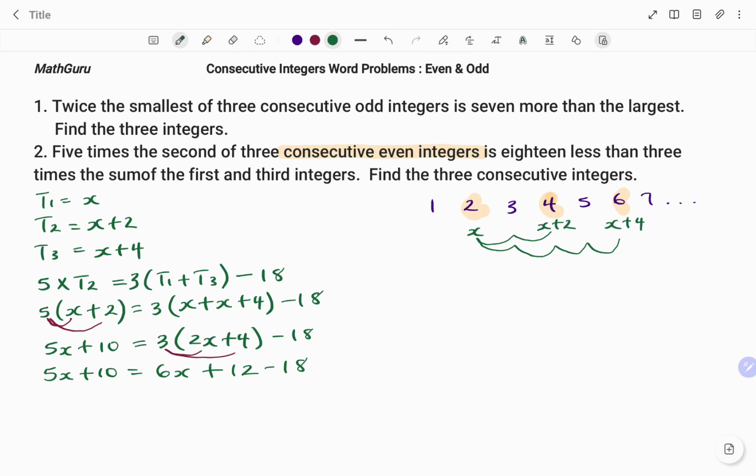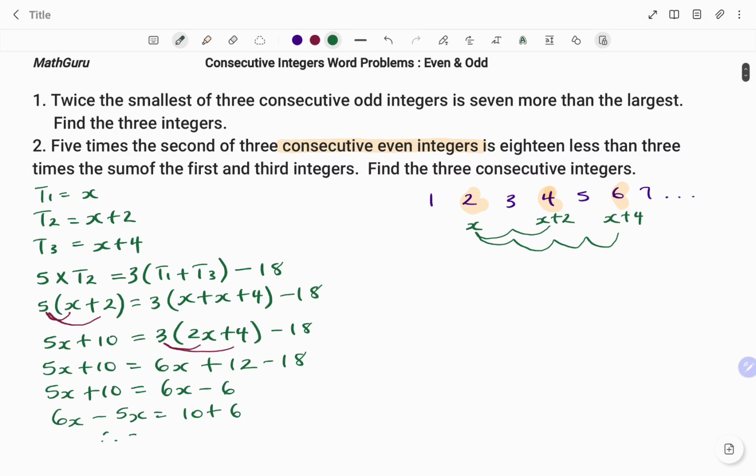If I solve for x, I have 5x plus 10 equals 6x minus 6. If I move my 5x to the right hand side and move my 6 to the left hand side, I will have 6x minus 5x equals 10 plus 6. Therefore, the value of x equals 16.